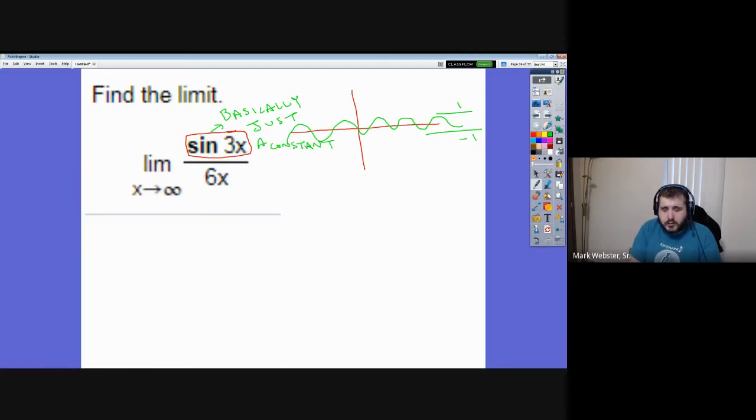Because this denominator is going to get super big. Nobody cares about the sine of 3x. It isn't going to grow very far. It's going to go between -1 and 1. So the only thing we really care about is what's down here. And what we have basically at its biggest is 1 over infinity, right? And again, what we said was this is 0.